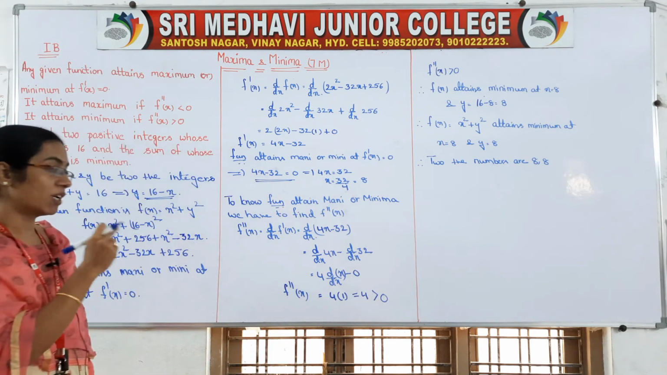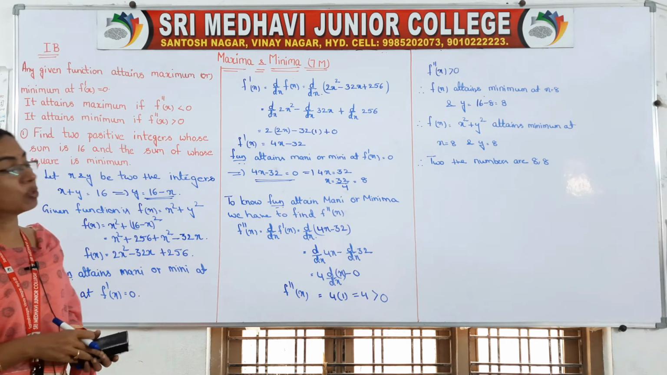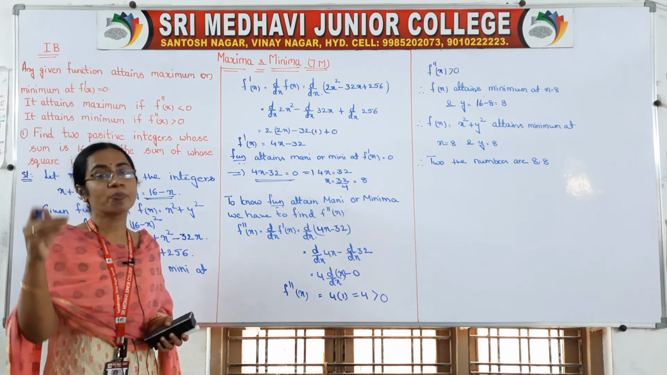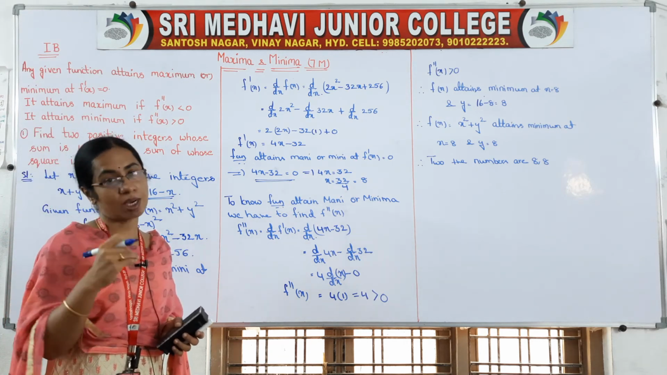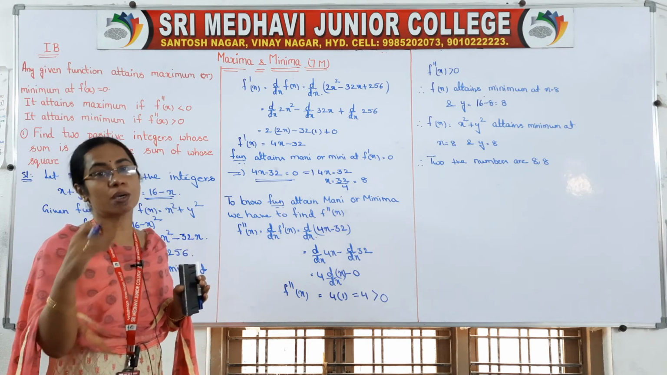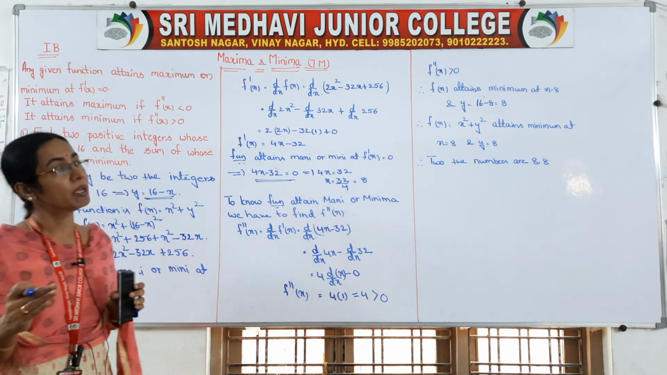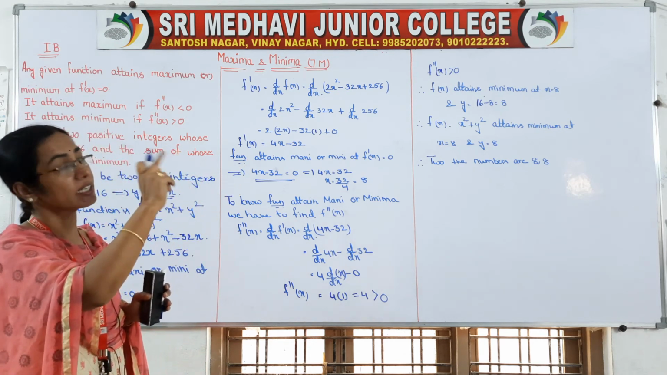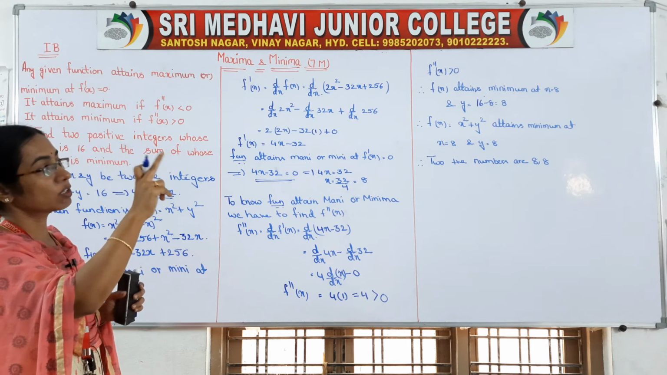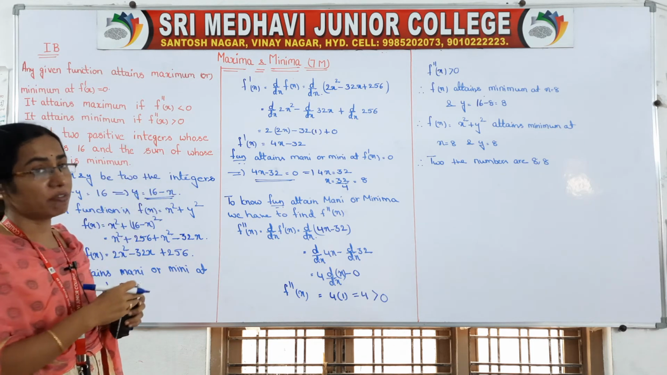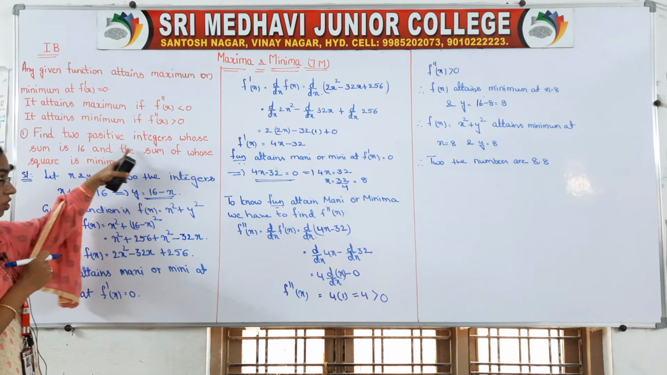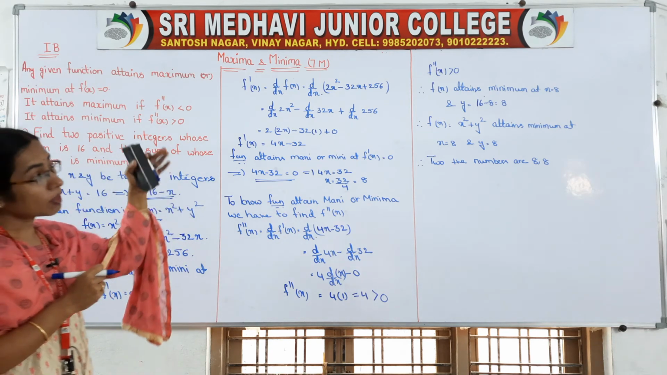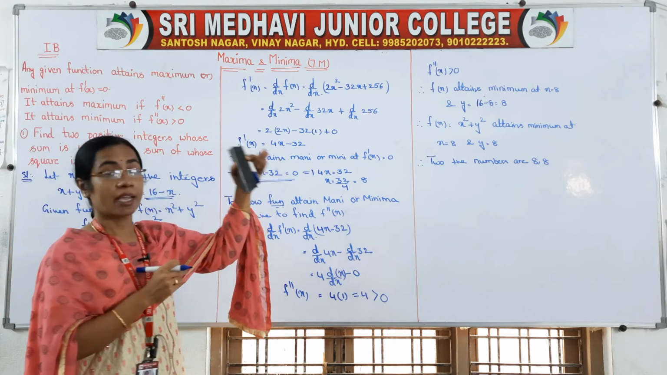So your f double dash x is positive. Whenever f double dash x is greater than 0, f of x attains minimum. Positive minimum, negative maximum, remember. Therefore, the function attains minimum. Why? Because it is greater than 0 at x is equal to 8. Now, try to get the y value. Here we need to find two positive numbers where this function attains minimum. So, the function attains minimum at x is equal to 8.